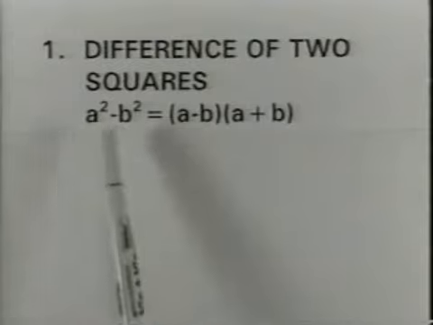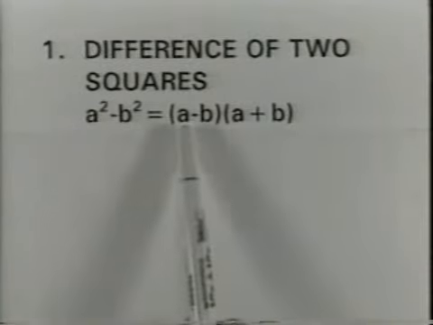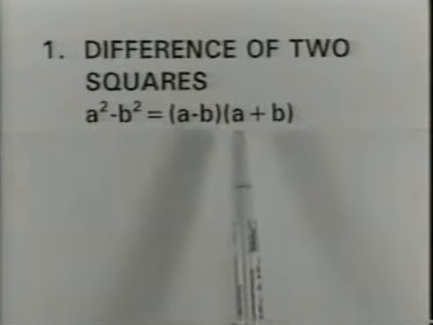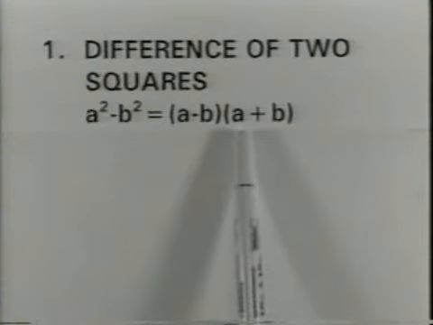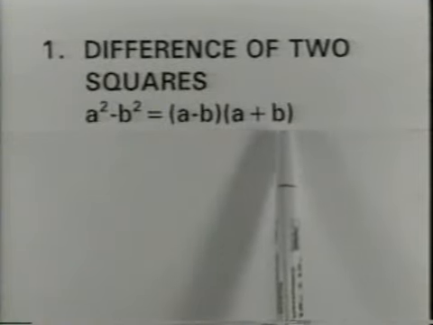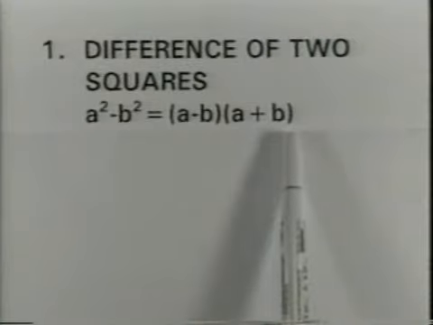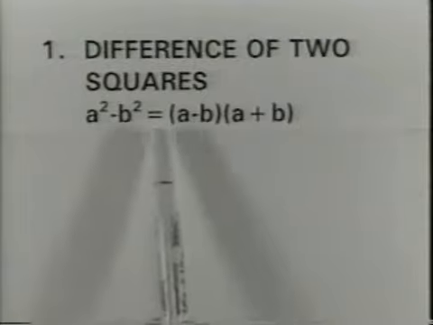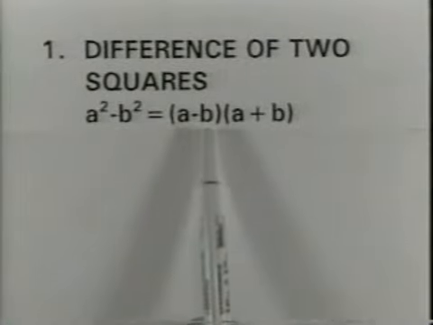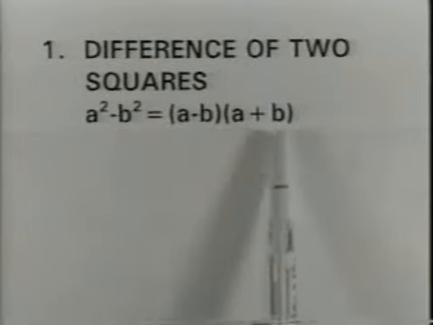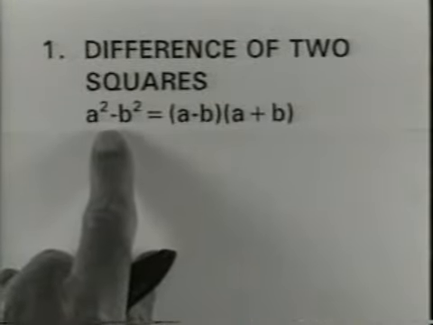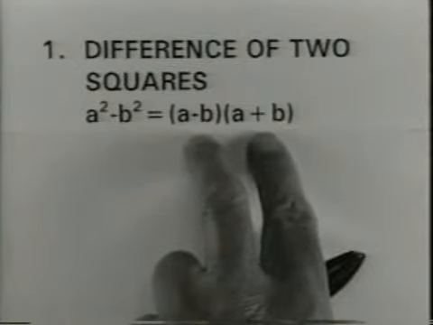To factor the difference of two squares, it is the square root of the first term minus the square root of the second term times the square root of the first term plus the square root of the second term. In other words, a squared minus b squared is equal to a minus b times a plus b. This would be the problem. Here is your factored form.